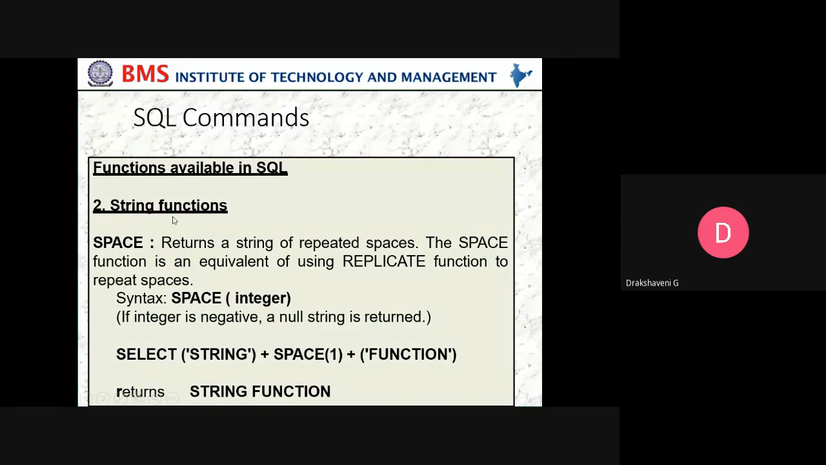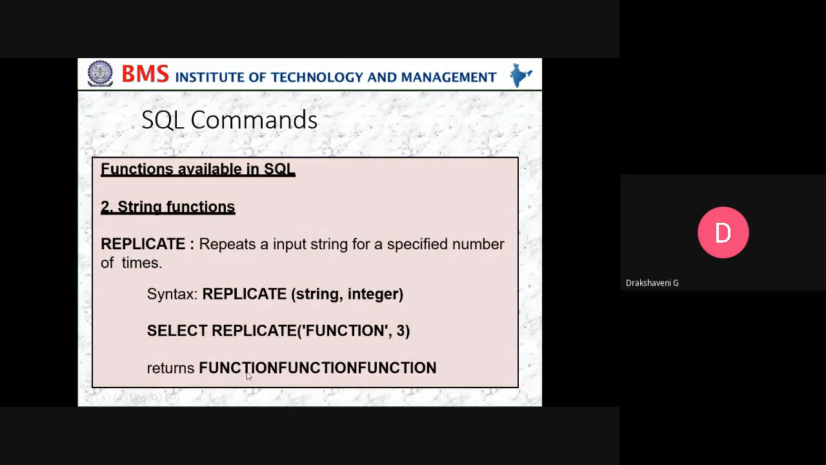The same way, the string function space returns a string of repeated spaces. That is, the space function is an equivalent of using replicate. In the earlier example, you can see here, because we know it is a function and there is no space between the words, we say this is repeated 3 times. So we may not know how to read this, because there is no space and we don't know whether it is a single complete word or it is a break.